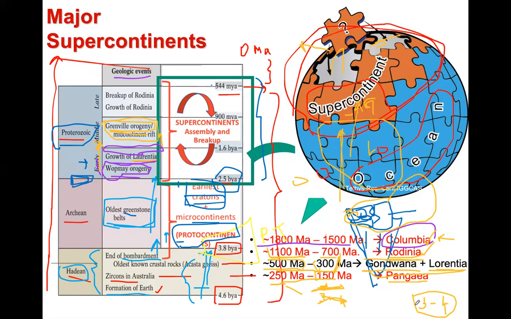The next supercontinent is actually called Amasia. It's already named. It is on the way, right? We are in the process of making Amasia by all these tectonic processes. So that is how this supercontinent cycle is operating on the planet.